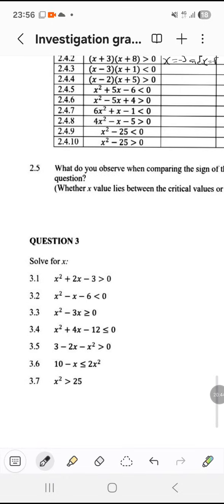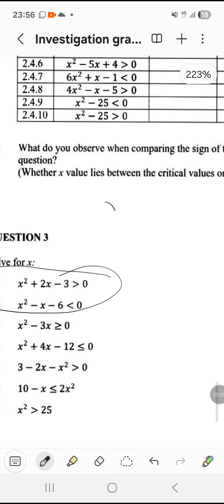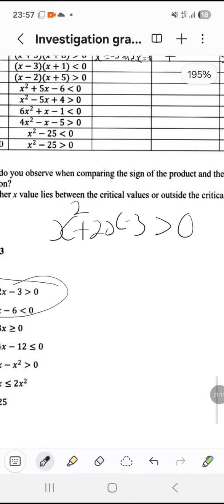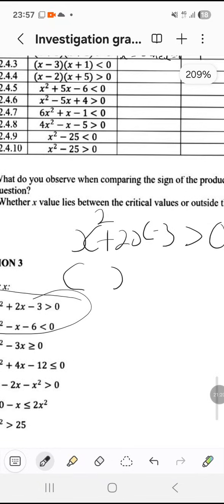I think I'll do and then these two. Yeah, these two because it's the opposite. Okay, so let's start with x squared plus 2x minus 3, like that. Now, understanding this will make you understand inequalities as a whole. So let's find the factors. You can use the quadratic formula if you want to.